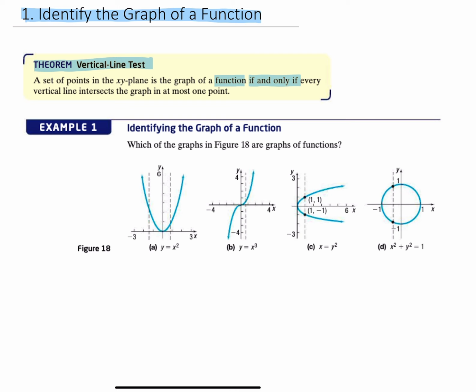This first graph is the graph of x squared. It's a standard parabola centered at the origin, and they have some vertical lines, and notice anywhere we could possibly draw one, it would only hit the function in one particular spot. So in that case, that is a function. Looking at x cubed, thinking about drawing vertical lines, anywhere we draw it, it's going to hit it in only one place. So also a function.